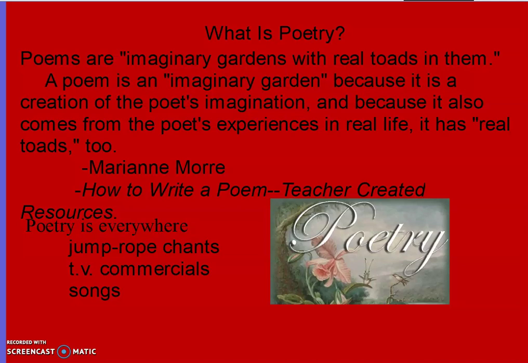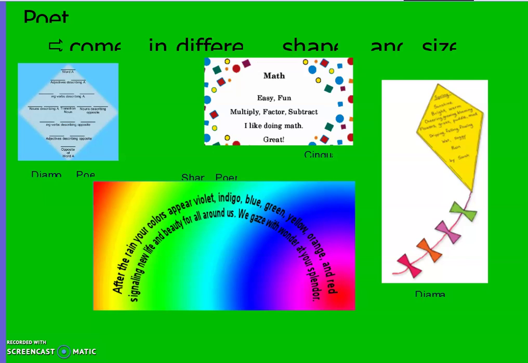Poetry is everywhere. It can be even in jump rope chants, TV commercials, and songs, which we will analyze a song. Poetry can come in different shapes and sizes, like this kite poem, which is a type of concrete poem, or a shape poem like this rainbow poem, and they can rhyme or they don't have to rhyme.